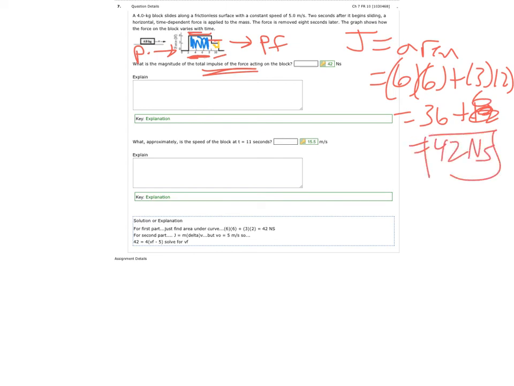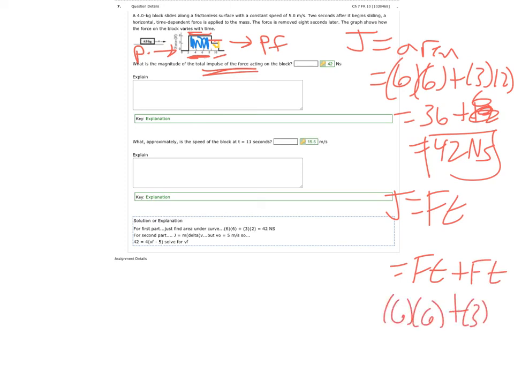Newton seconds. You also could have just said J is equal to Ft, but the thing is, there's 2 Ft's, they're not the same force, but you'd get the same answer. You'd have Ft for the first force plus Ft for the second force, but it still comes out 6 times 6 plus 3 times 2, so it's the same answer, all right? And your explanation should just be something about the area. The area under the curve represents the impulse, because force times time is impulse.